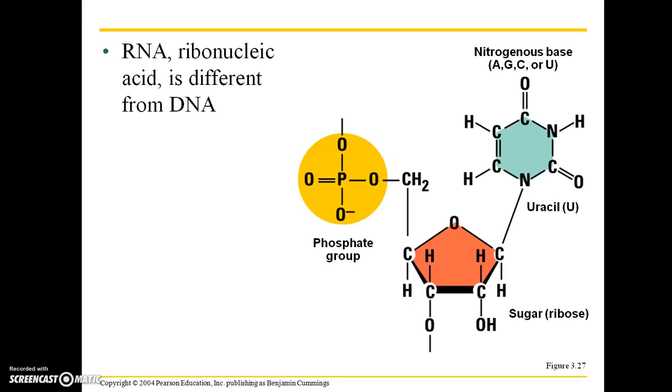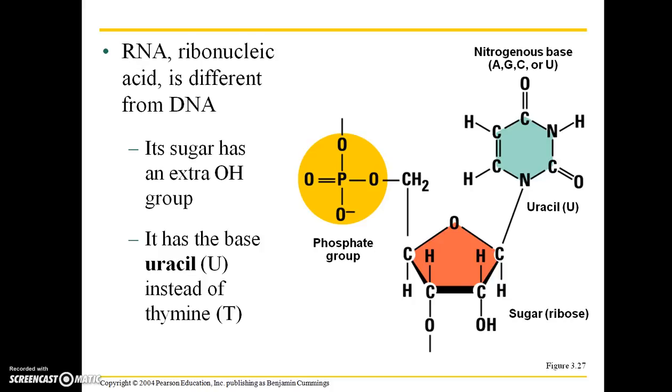RNA is also a nucleic acid, but it uses a different sugar than DNA. Its sugar has an extra hydroxyl group, and it has the base uracil instead of thymine. So in RNA, you're not going to find any thymine. You're instead going to have uracil. So that substitutes for the thymine.